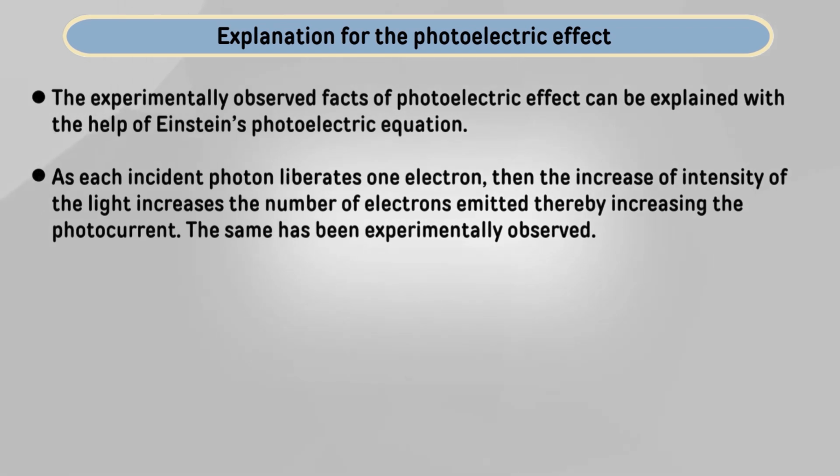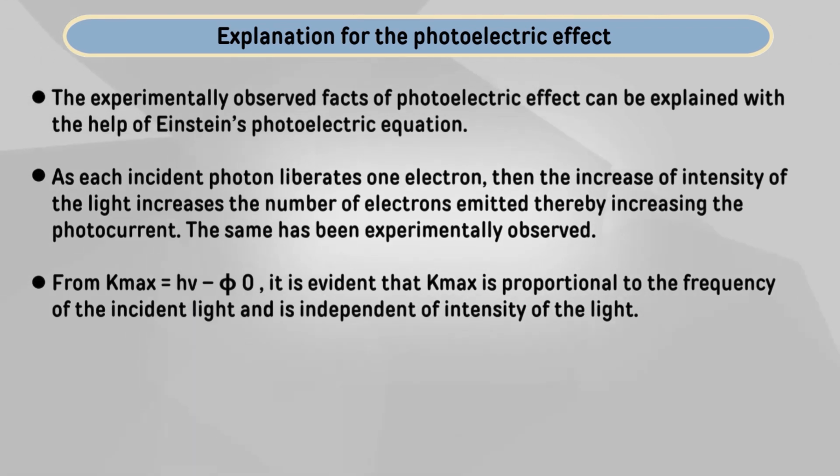So, as the intensity increases, more electrons will be emitted because more photons are falling on the surface of the metal. Obviously, that will increase the photocurrent, and the same has been experimentally observed: as intensity increases, photocurrent increases. Kinetic energy is equivalent to h nu minus phi naught, where phi naught is the work function.